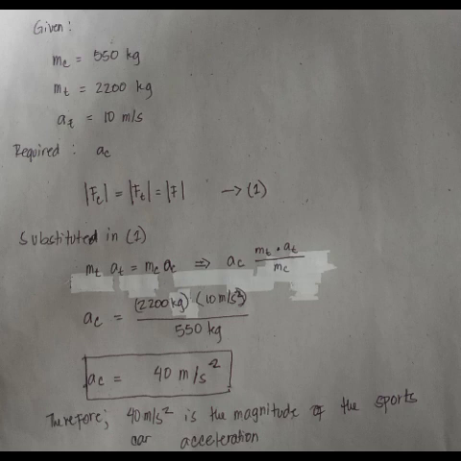Required: car acceleration ac. Fc equals Ft equals F. Substitute: Mt times At equals Mc times Ac. So Ac equals Mt times At over Mc. Acceleration equals 2,200 kilogram times 10 meter per second squared over 550 kilogram. So acceleration equals 40 meter per second squared. Therefore, 40 meter per second squared is the magnitude of the sports car's acceleration.